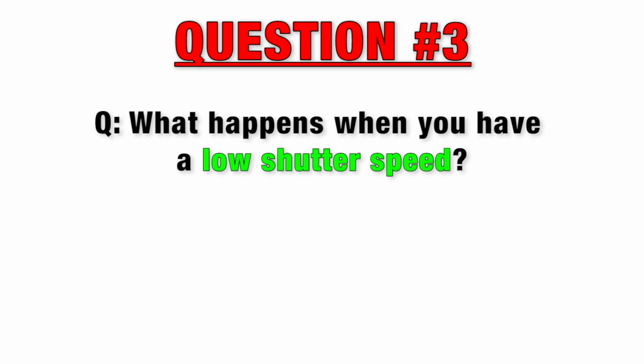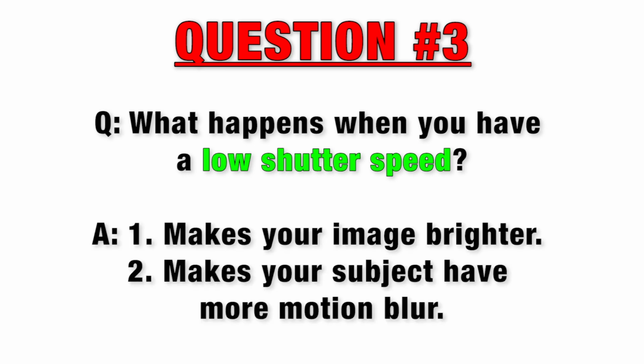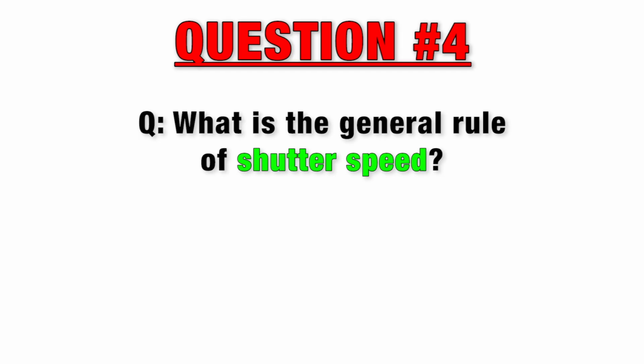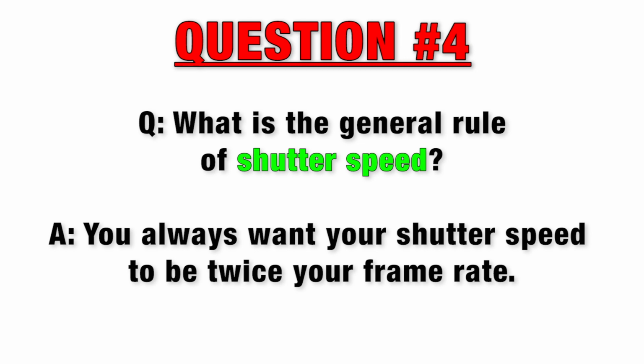Question number 3. What happens when you have a low shutter speed? Answer: your image is brighter, but it also gives your subject more motion blur. And question number 4. What is the general rule of shutter speed? Answer: you always want your shutter speed to be twice your frame rate.